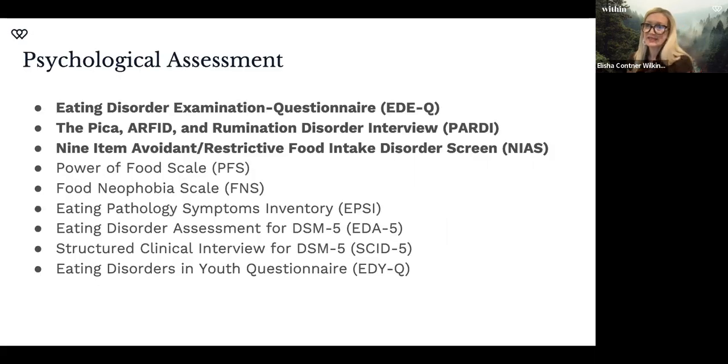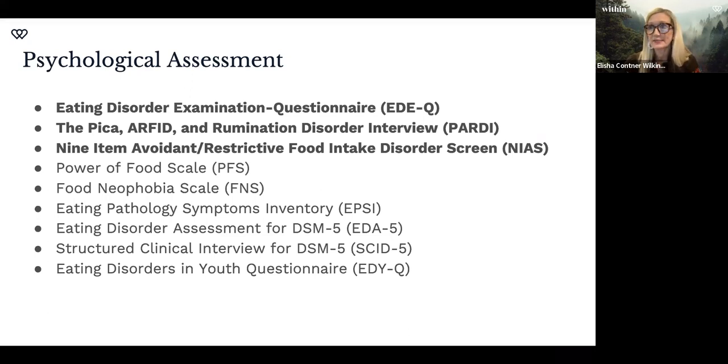So let's talk about psychological assessment. To screen for ARFID, it is recommended to use a screening tool for other eating disorders in combination, for instance, with an assessment such as the PARDI, the Pica, ARFID, and Rumination Disorder Interview, or the NIAS, which is the 9-item Avoidant Restrictive Food Intake Disorder Screen. The EDQ is also used to assess other eating disorders and to rule out ARFID. So I've highlighted the top three there at the top of the slide.